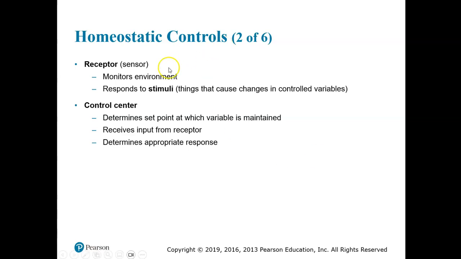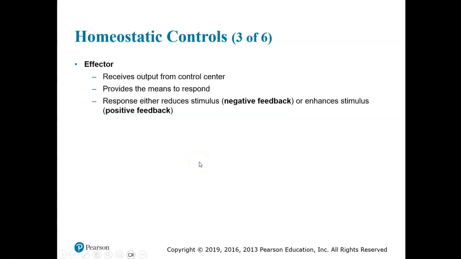So the receptor monitors the environment and responds to stimuli, which would be things that cause changes in these variables, like temperature and glucose levels. The control center determines the set point for the variable. It receives input from the receptor and determines what the response is going to be. And the effector receives a command from the control center and provides the means to respond to that. So it deals with the response.